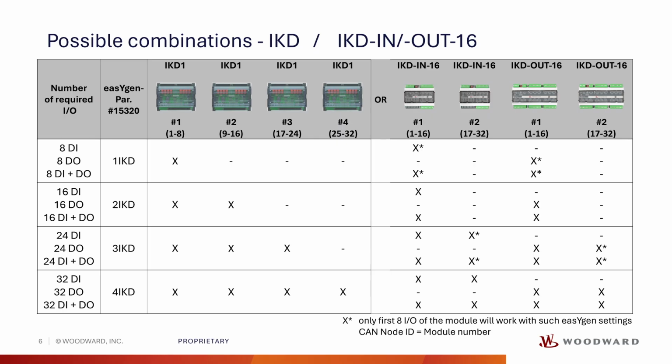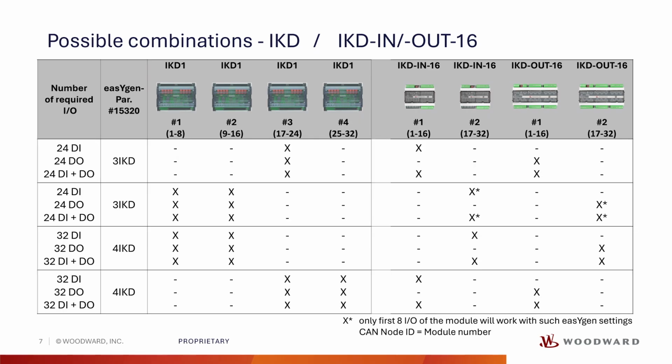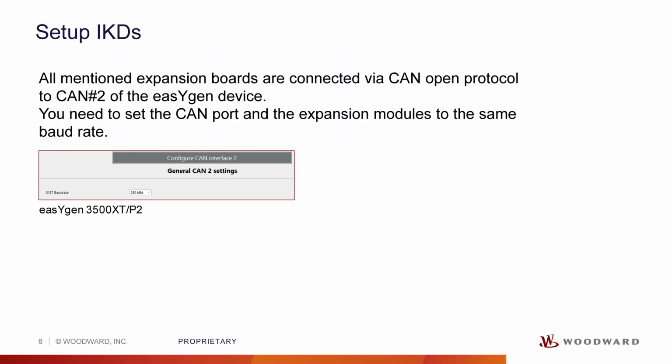This chart outlines the possible combinations of Woodward IKD modules, including the IKD IN16 and IKD OUT16. All mentioned expansion boards are seamlessly connected to the EasyGen device via the CANopen protocol on CAN 2. This ensures reliable communication between the device and the external modules.